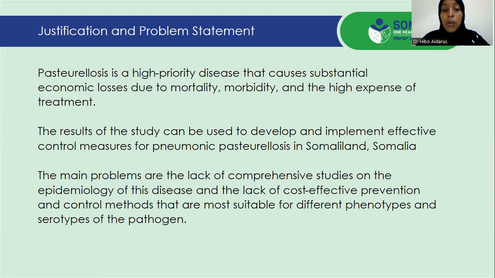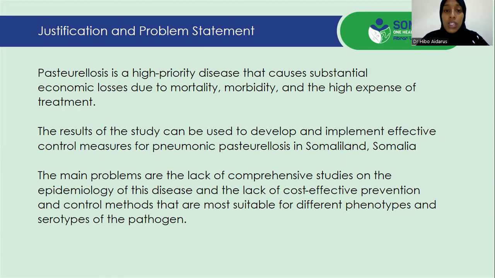The justification and problem statement of this study: Pasteurellosis is a high priority disease that causes substantial economic losses. As we know, our economic backbone is livestock animals, and our people are not aware of this disease. The results of this study can be used to develop and implement effective control measures for pneumonic Pasteurellosis in Somaliland and Somalia as well.